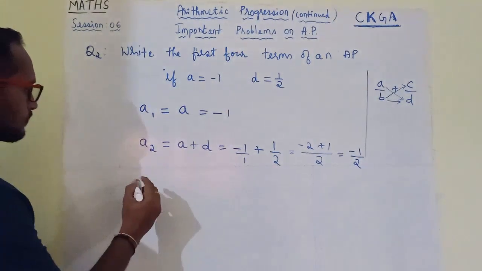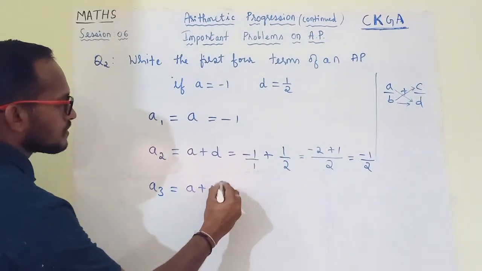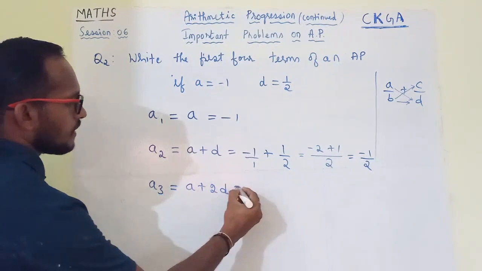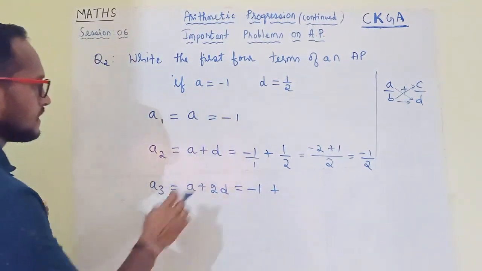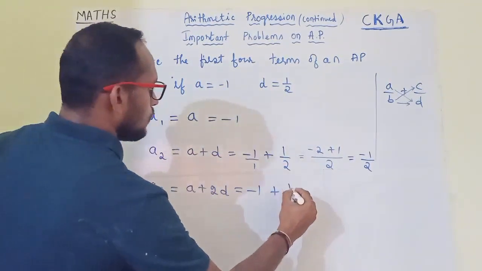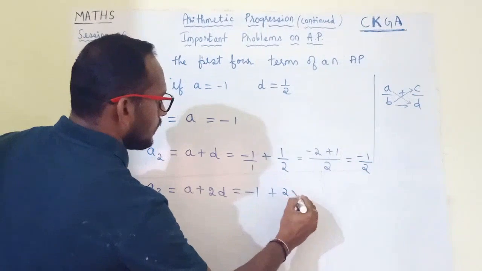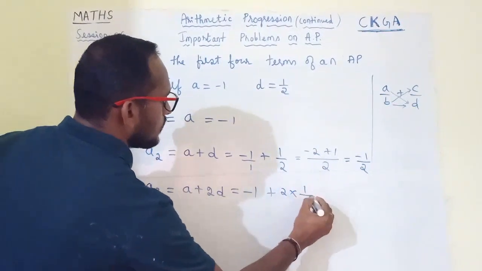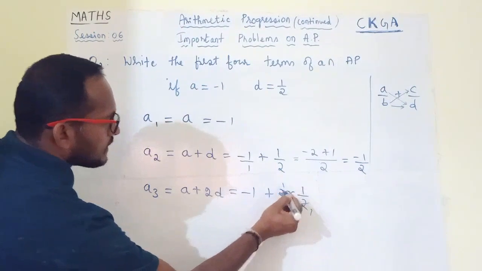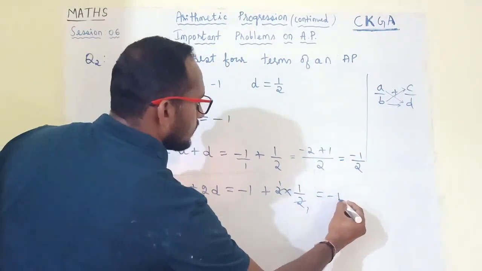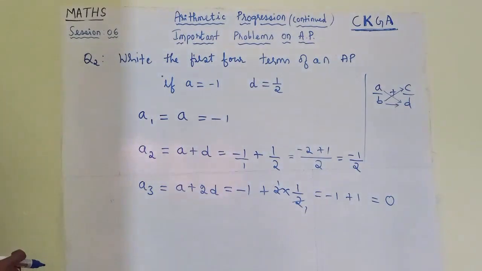Again, I'll go for A3. A3 is very simple: A plus 2 times D. So A equals minus 1 plus 2 into D, where D is 1 by 2. That is 2 into 1 by 2, so the 2s get cancelled. Minus 1 plus 1 remains, and the final answer will be 0.